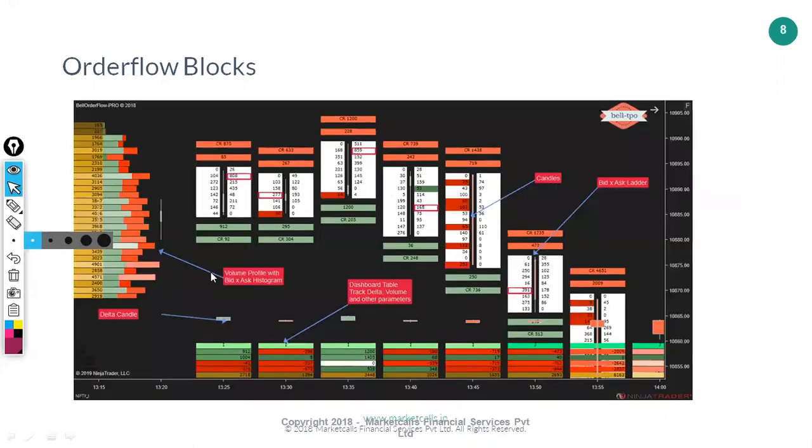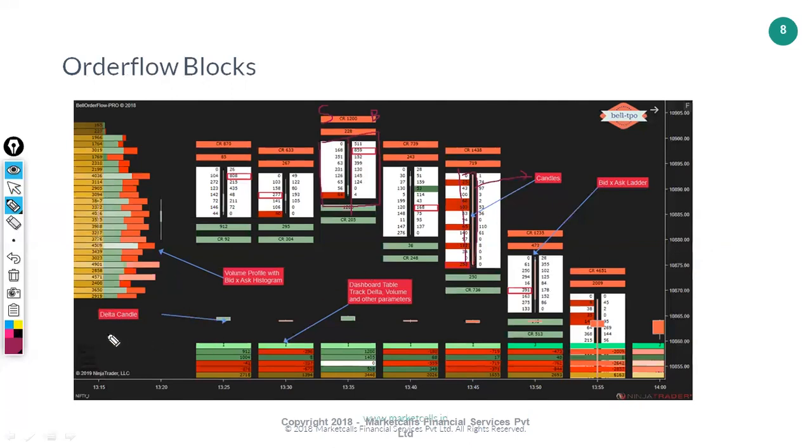Probably the order flow blocks look like this. So you can see the order flow blocks over here with buyers and sellers: the buyers on the right hand side, and the sellers on the left hand side. In the center there is a candle, so that you can see the candle. It's a 5-minute chart, so 5-minute candlesticks. And here is the bid-ask ladder. It will be coming in the form of a ladder type. That's why it's called a bid-ask ladder.